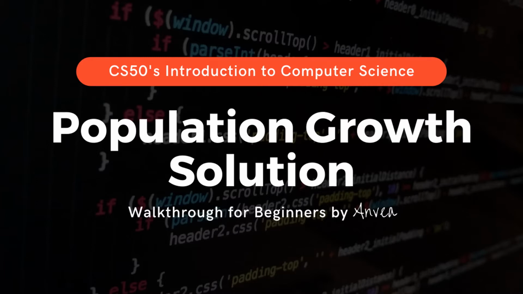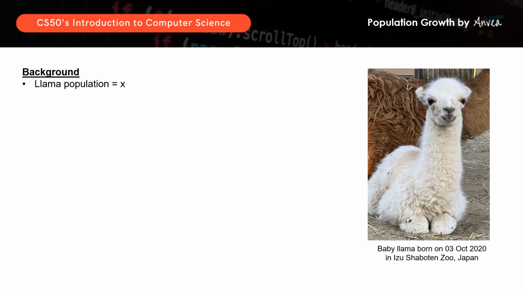Everyone! So for today, we'll be working on the solution for population growth, which is part of labs in week 1 of CS50 by Harvard. For this exercise, we are tasked to get more information about the llama population. In this case, we let x equal the llama population, and we are told that the number of new llamas born each year is found by taking x divided by 3, right? And on the other hand, the number of llamas that die each year is taken by x divided by 4.